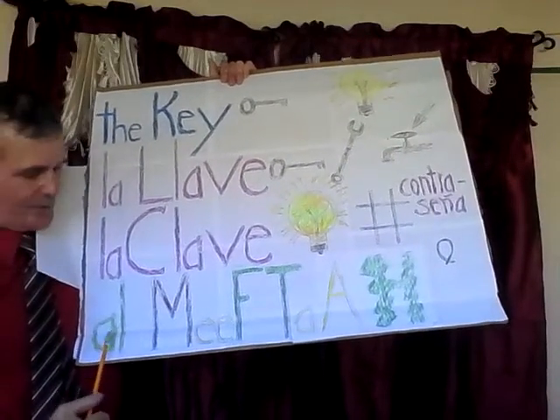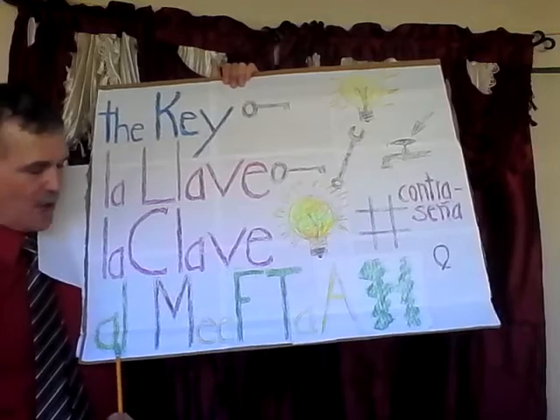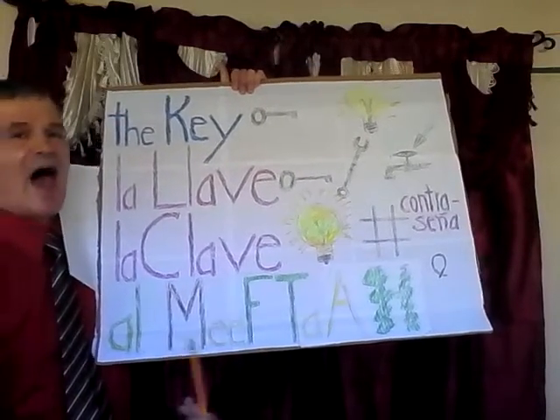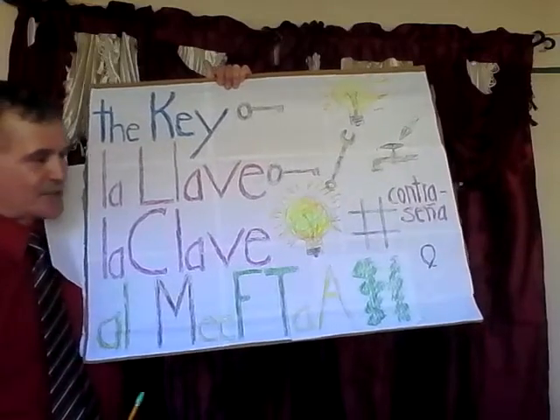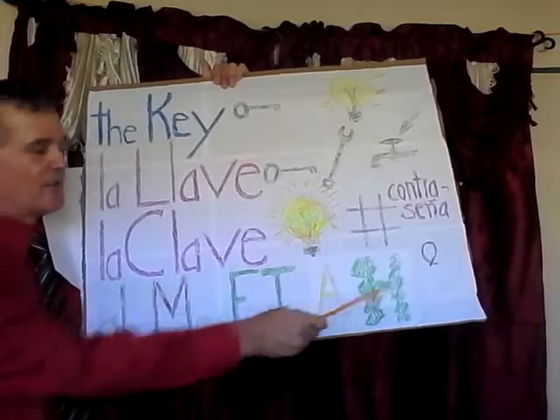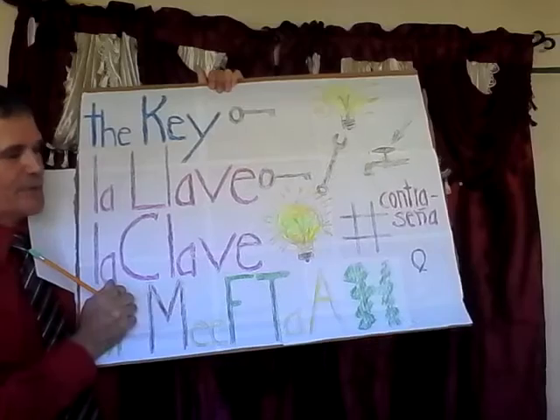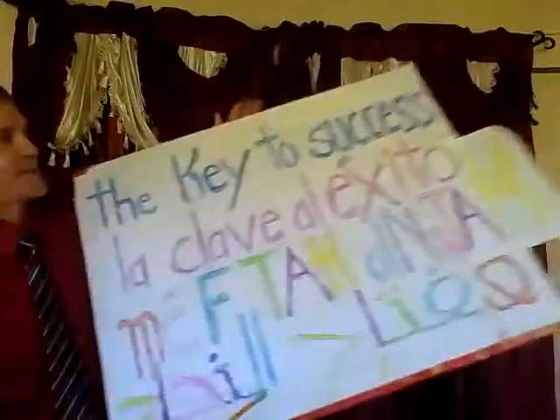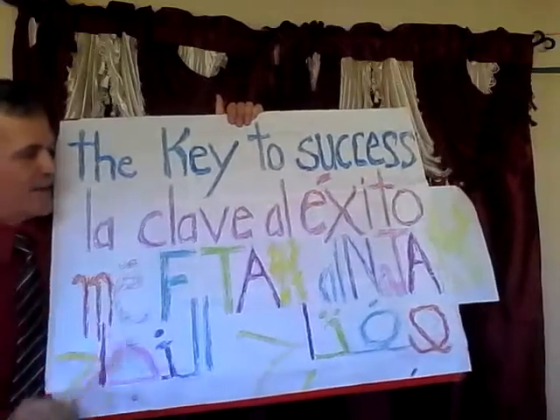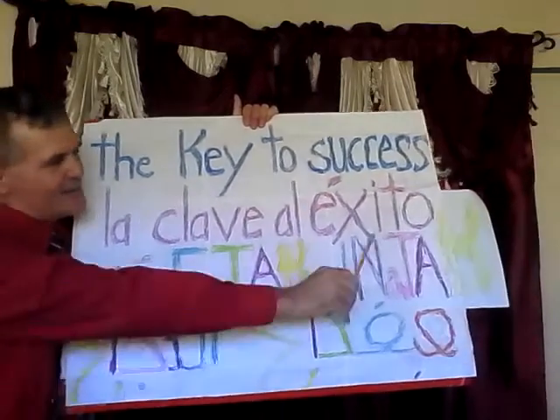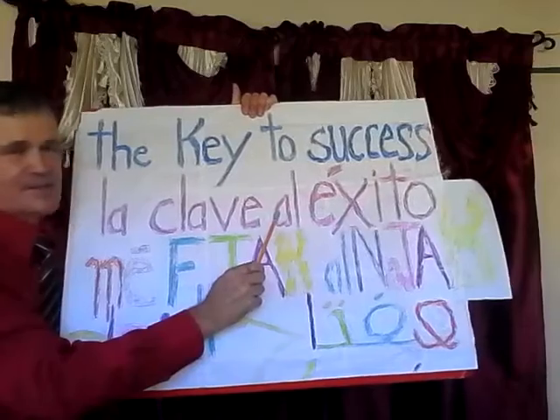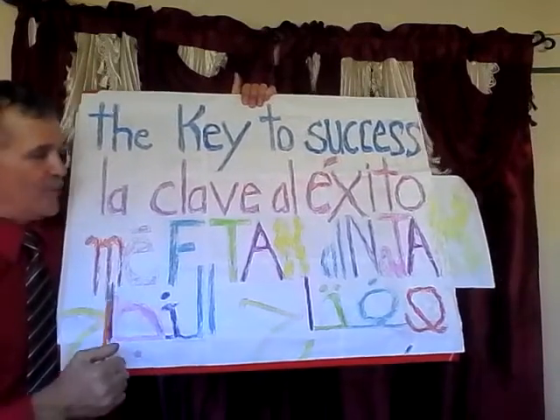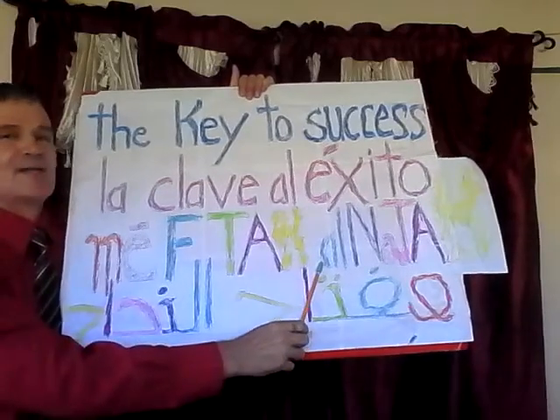But the key in Arabic, the noun, would be al-miftah. And if we were speaking classical Arabic, again, it would be miftahu, and without the article, it would be miftahun. But this is the key. And the key to success, because it's a figurative idea in Spanish, is la clave al éxito. This is a contraction, to the success. And in Arabic, it would be miftah al-najah.